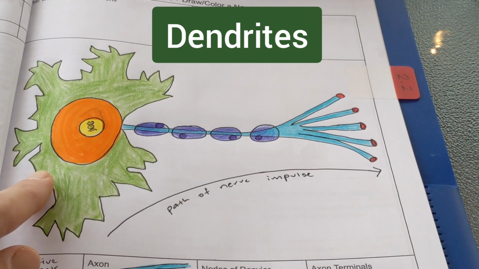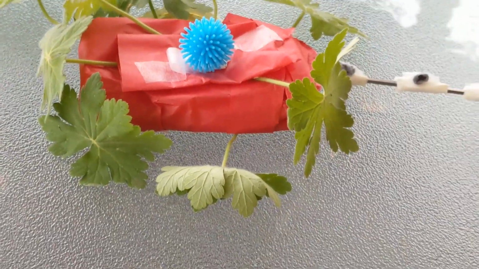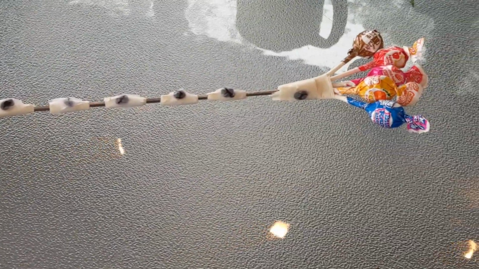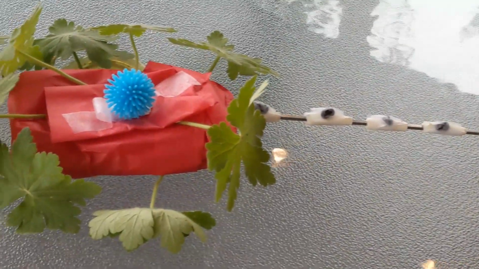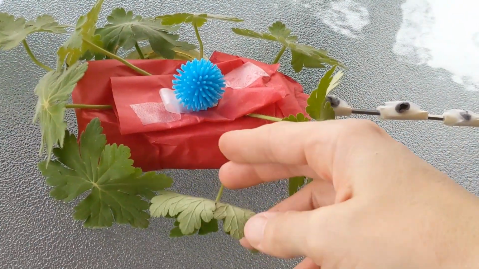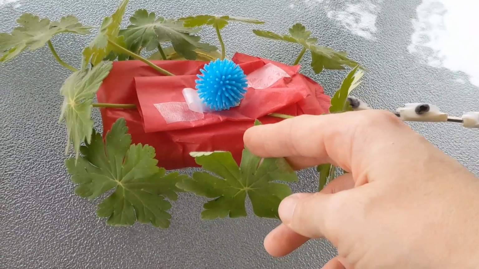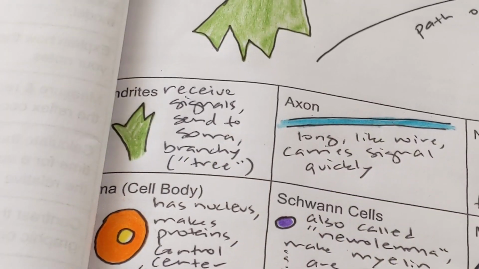The dendrites are the part of the neuron that pick up the signals from receptor cells in your sensory organs or from other neurons. Here is my model of a neuron, and hopefully you can tell right away what the dendrites are. I have modeled the dendrites with these little leaves from my geranium. So when you make your model, you'll also come up with a way to model the dendrites.